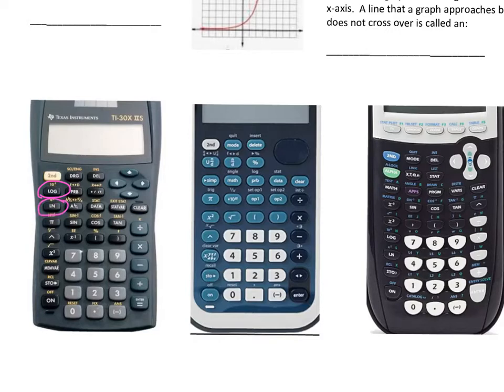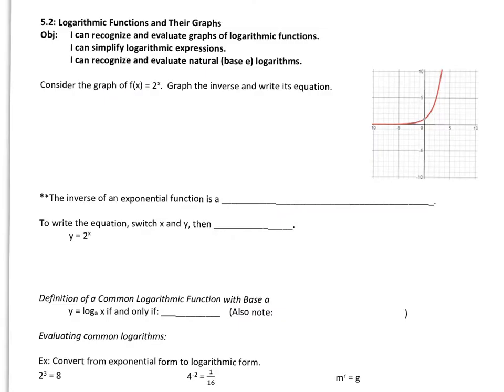They're pretty easy to see on the TI-30, but on the TI-34 you have to hit the second function and then the PRB button for probability. There you'll see log, you'll see ln, you'll see base 10 and base e. On a graphing calculator, you should be able to easily find the log and the ln buttons over on that left-hand side.